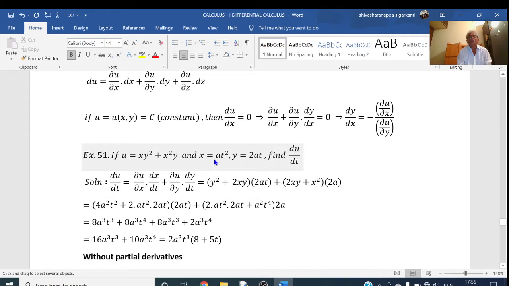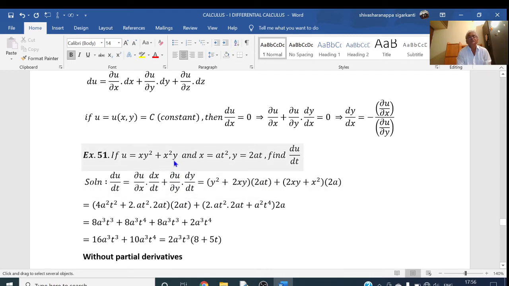This is our dou u by dou x into dx by dt. So x is equal to at square. If I differentiate this with respect to t, then we get dx by dt. dx by dt is equal to a, which is a constant quantity here, t square derivative is 2t, that is 2at. dx by dt equal to 2at, plus dou u by dou y.